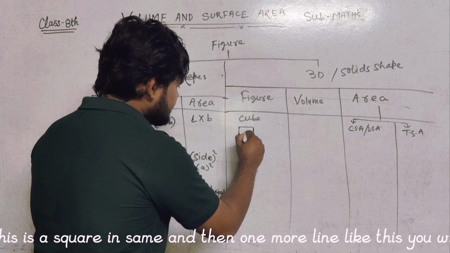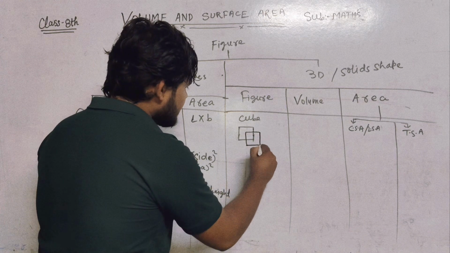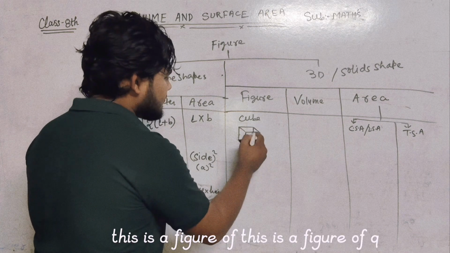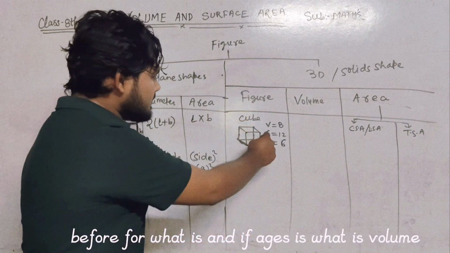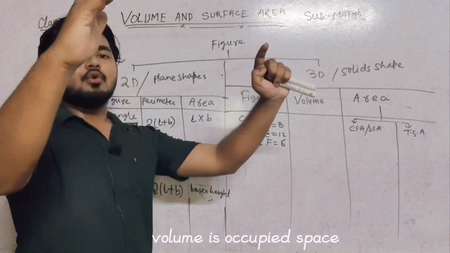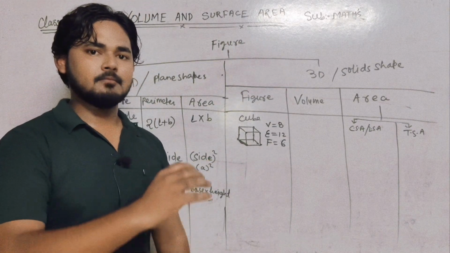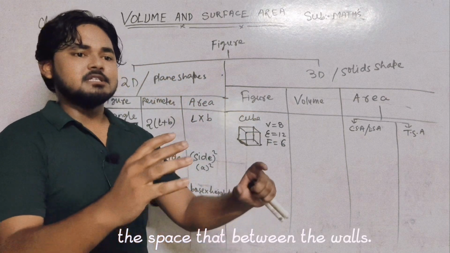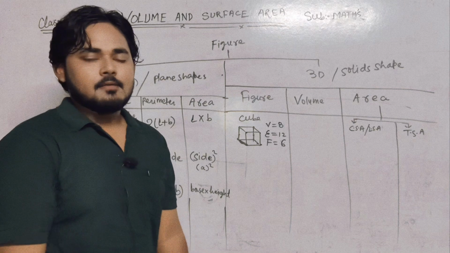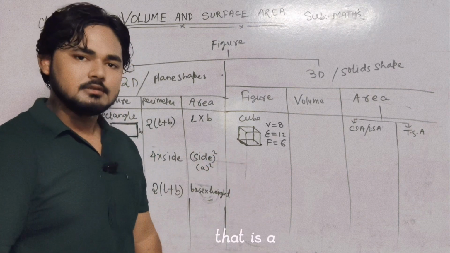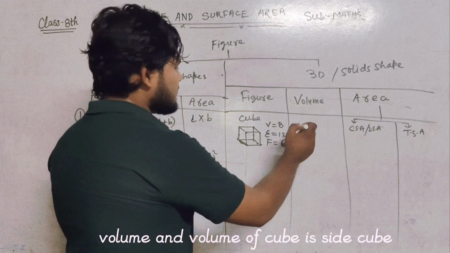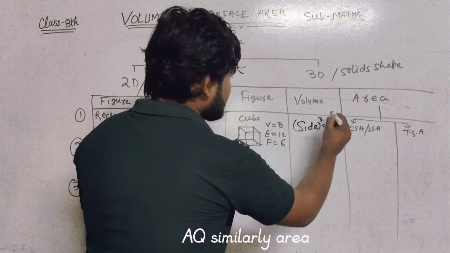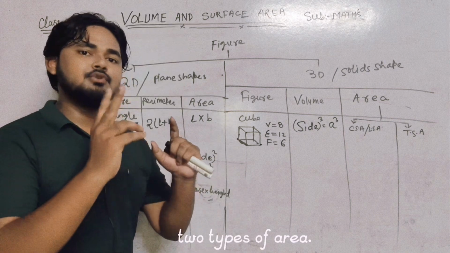This is a square in shape, and then you will draw one more line like this, and then this will become a cube. This is the figure of a cube. V for vertices and E for edges. What is volume? Volume is the occupied space between the walls. For example, if you are in a room, the space between the walls, that is the volume. And the volume of a cube is side cube, or you can write a cube.